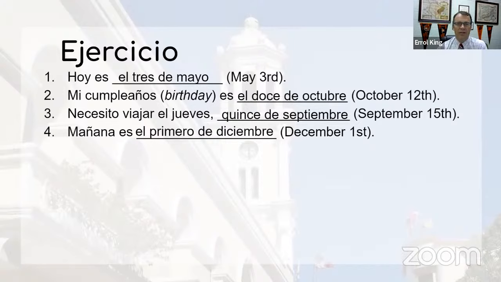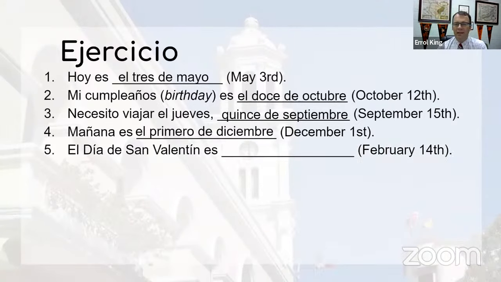And our last one, el día de San Valentín, the day of Saint Valentine or Saint Valentine's Day, es February 14th. And our answer is, el día de San Valentín es el 14 de febrero. Just remember, months are lowercase, and we use the actual number, dos, tres, cuatro, except the first day of the month when we will say primero.